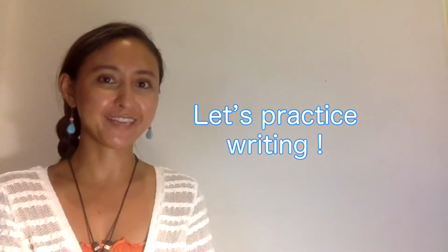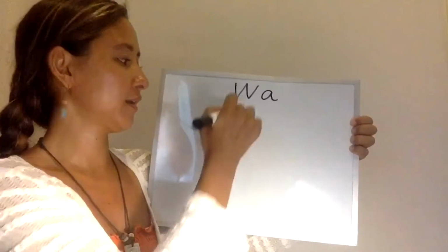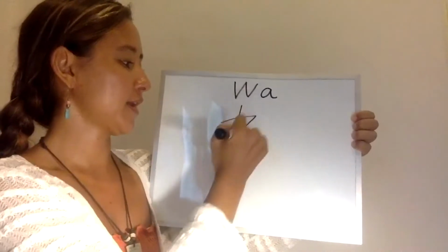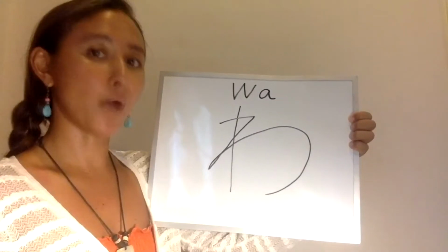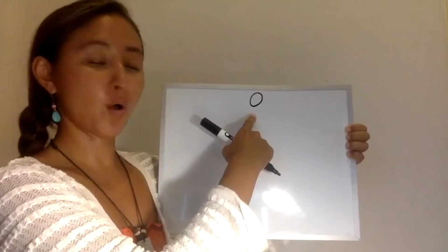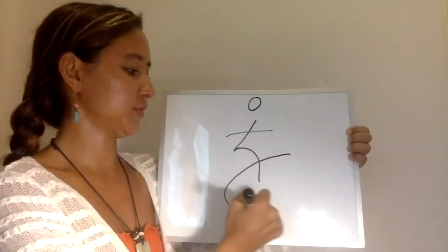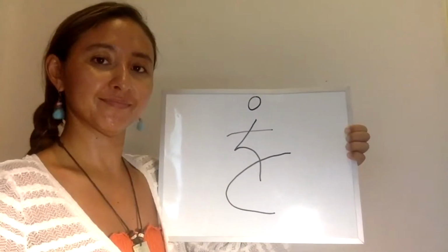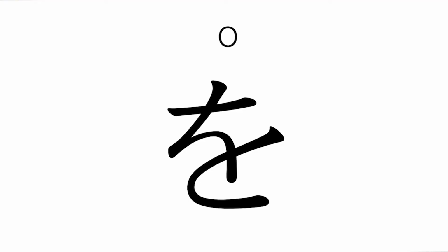Now let's practice writing. The first one is wa. 1 and 2. Wa, wa. Second one is o. 1, 2, 3. O, o.